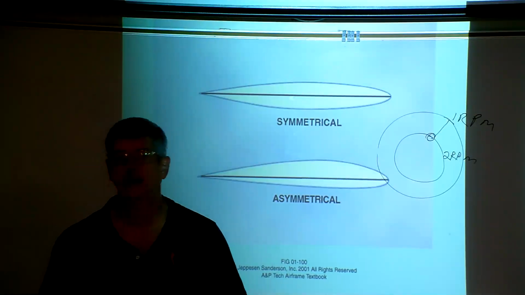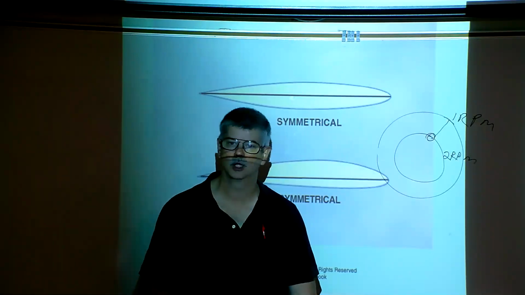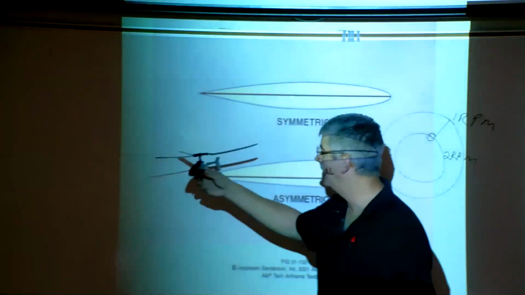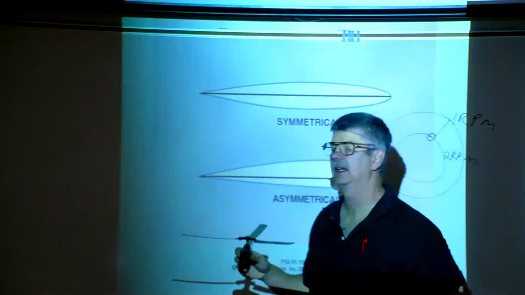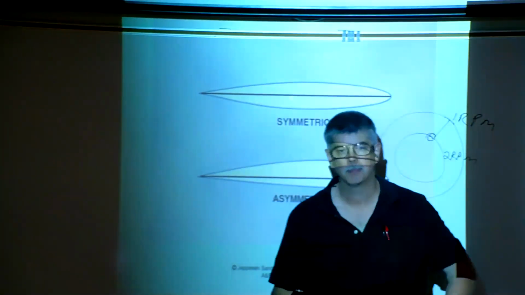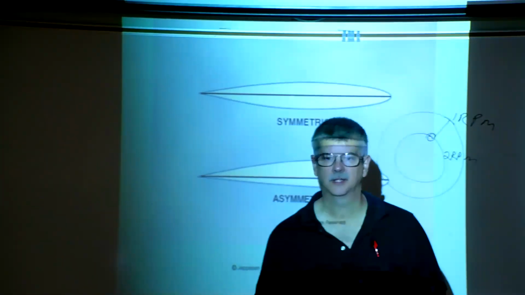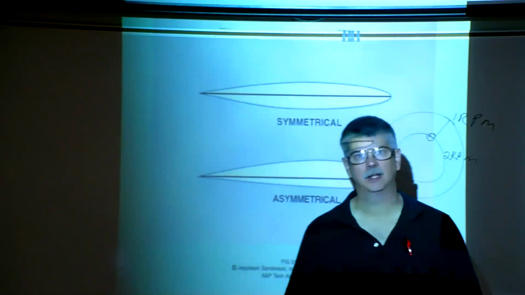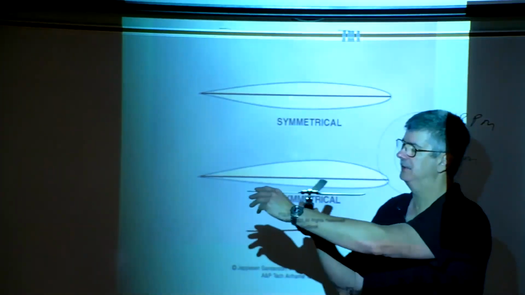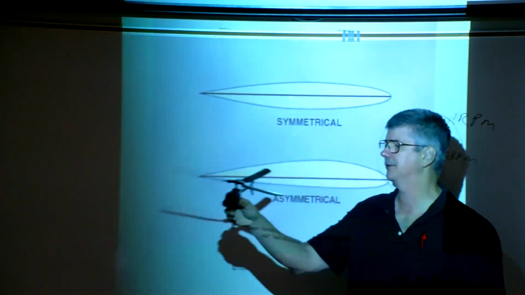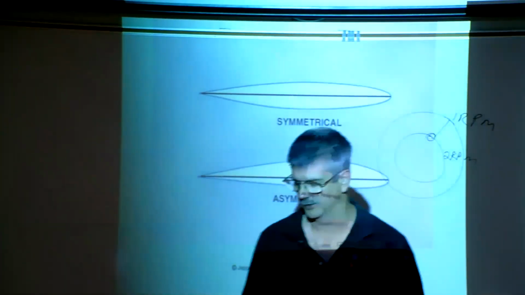Pretty straightforward. The next one was forward flight, and the thing is known as what's called dissymmetry of lift. When the helicopter is flying forward, the advancing blade is now traveling faster through the air than the retreating blade. And as we know from the lift formula, as velocity increases, so does lift. So the advancing blade produces more lift than the retreating blade. And so what happens is the helicopter wants to roll over.